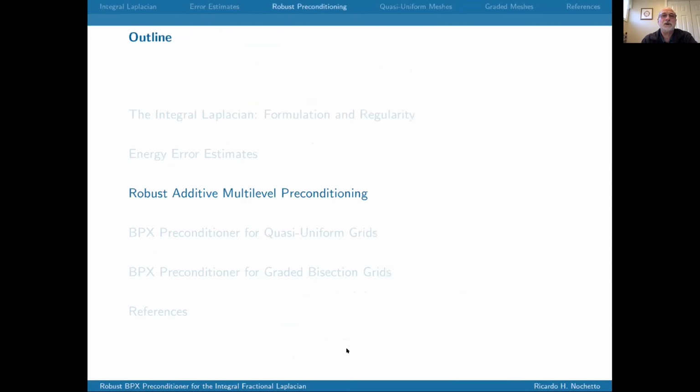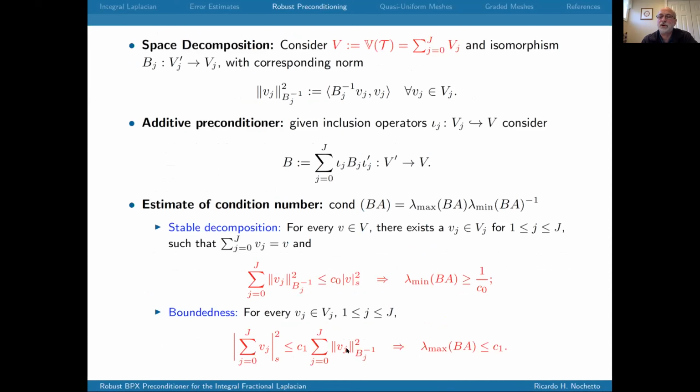Okay, so let me now move into the core of the talk, which is the discussion of fast solvers. I call it robust additive multi-level preconditioning, and the word robust, I sometimes call it uniform, refers to both the dependence on the number of levels or refinements and the value S, the parameter S of the Laplace operator.